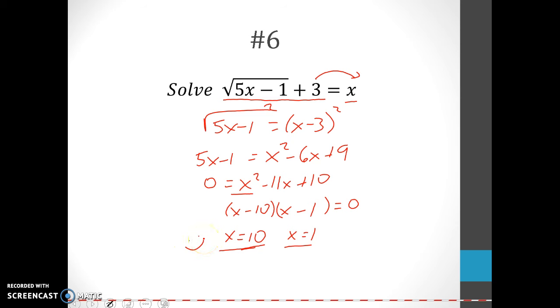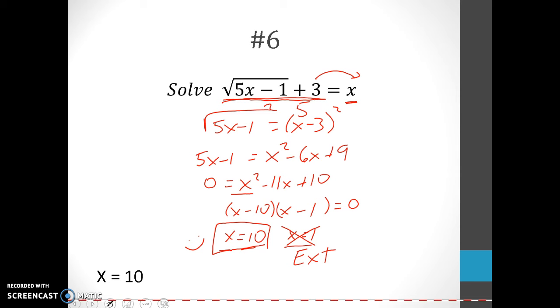If I try plugging in a 1, this time I'd want the left-hand side to be equal to 1. 5 times 1 is 5, and 5 minus 1 is 4. The square root of 4 is 2. 2 plus 3, though, is 5, and I want it to be equal to 1. So this right here is an extraneous solution. It doesn't work, and my only solution is that x is 10.